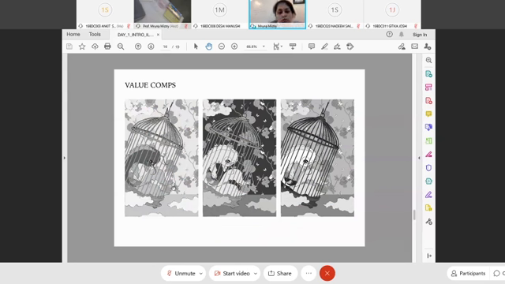So when you do a value comp, the more detail you put in it, in terms of dark and light, it will help you resolve things more. Obviously, I have a more practiced eye because I've been doing this for a long time. So for me, this was enough to move forward.